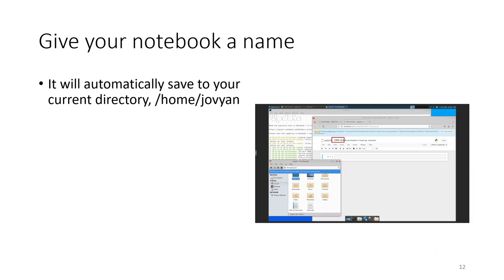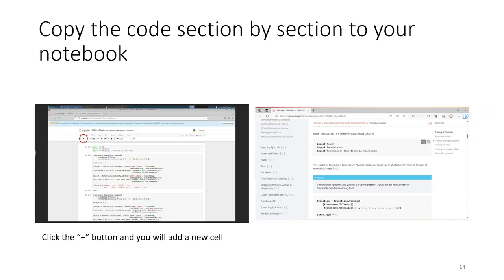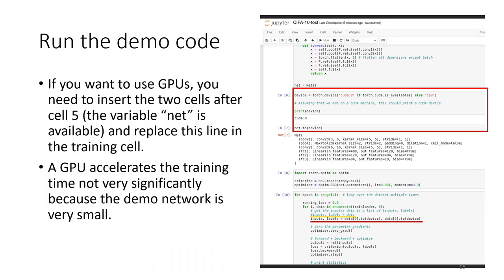All right, and give your notebook a name. Okay, so now this is the PyTorch sample code. This is the website. You can copy the code section by section into your Jupyter cell, and then you can run it. So let me show you how to do it.